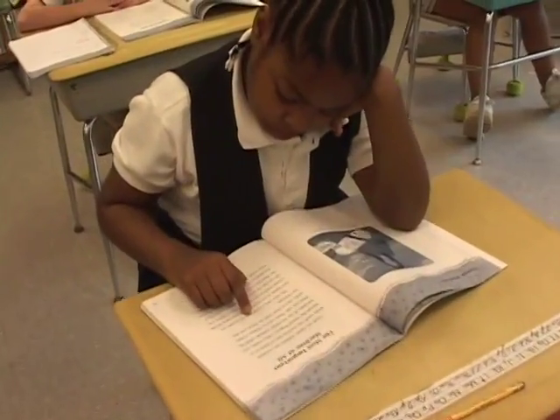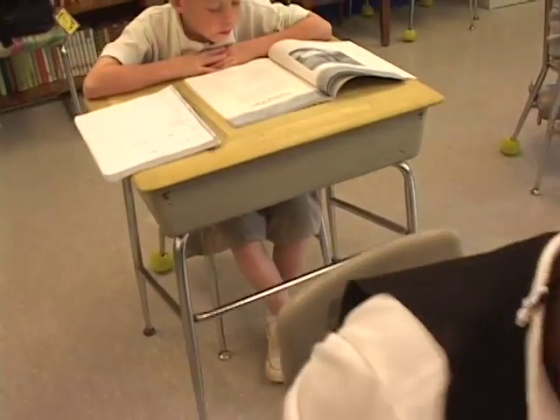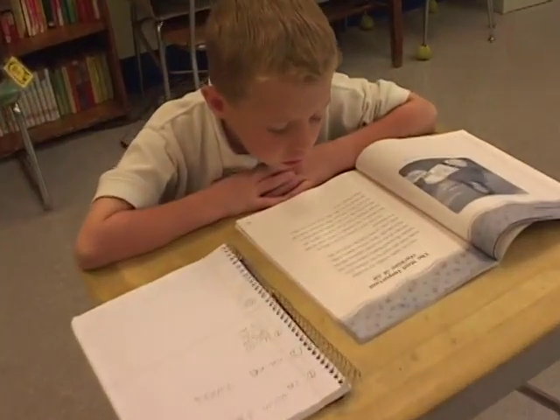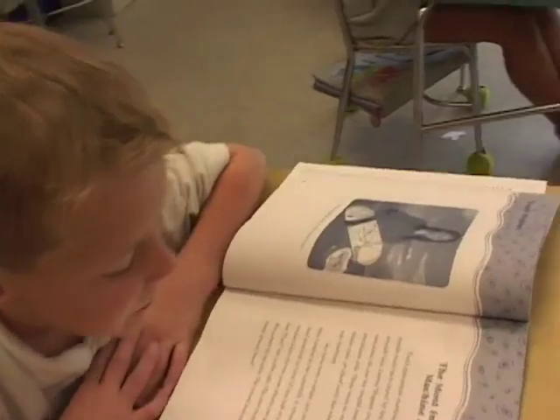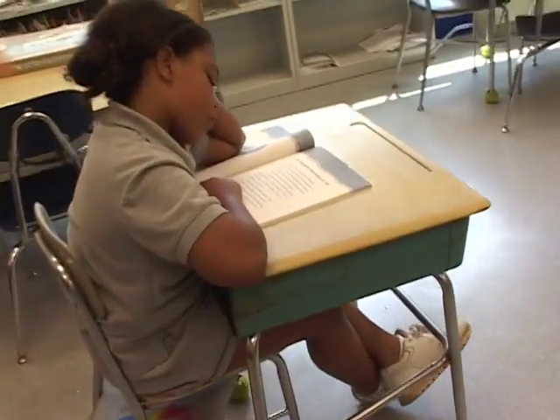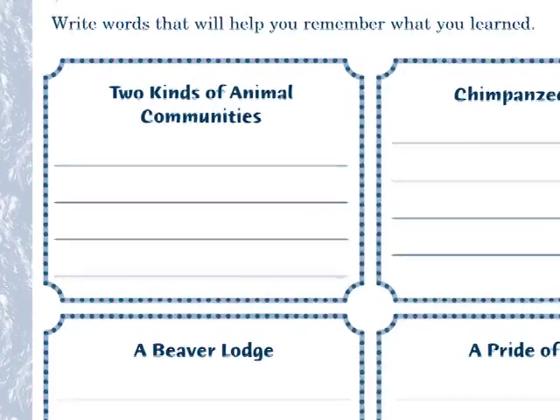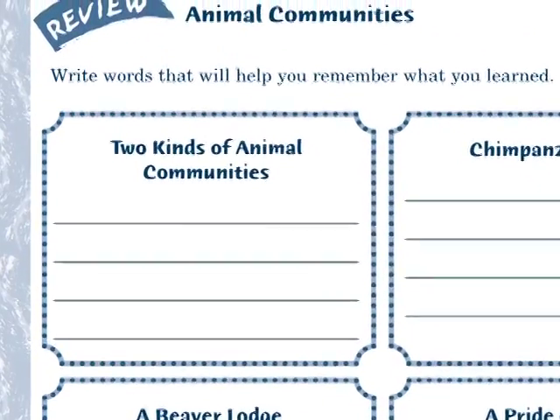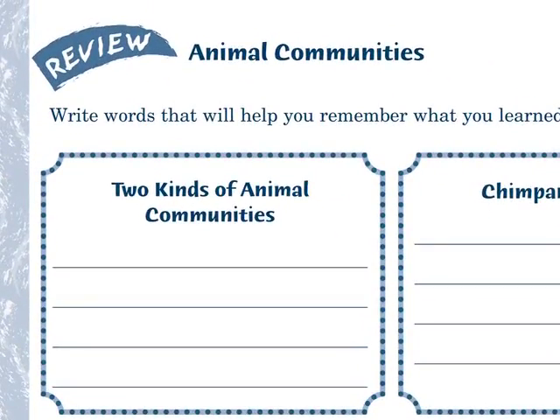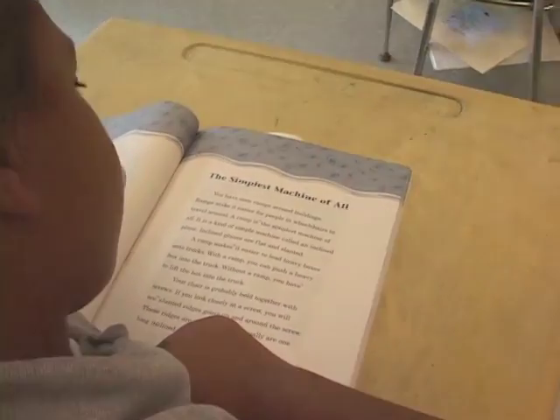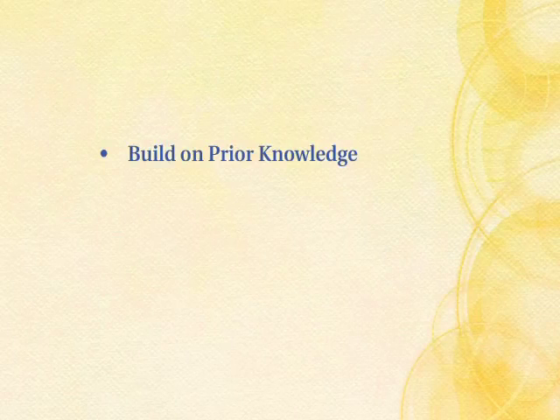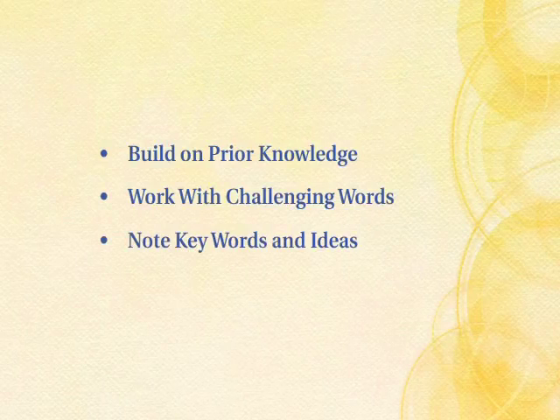During the first read, students think about what they know about the topic before they read a passage. Next, they scan the passage for unfamiliar words. Then they read the passage at their own pace. After reading, students fill out a graphic organizer that helps them identify and remember key points in the passage. The goals of the first read are to help students build on their prior knowledge, work with challenging words, and note words and ideas that will help them remember key points.